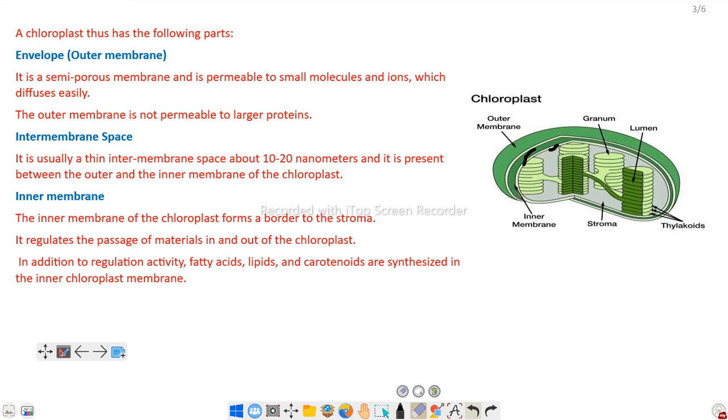Next is the inner membrane. The inner membrane of a chloroplast forms a border to the stroma. These are the stroma, the liquid structure inside the chloroplast. This blue background is the liquid background which is collectively called stroma, and the stroma is surrounded by the inner membrane.